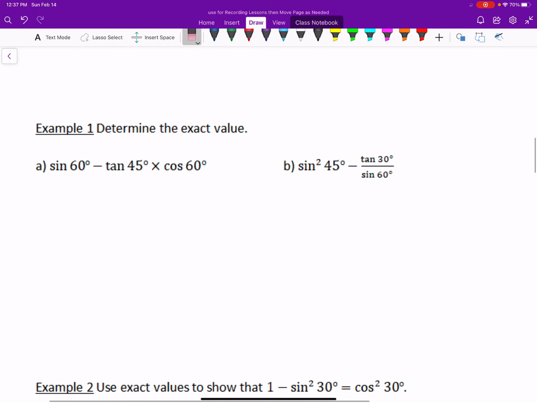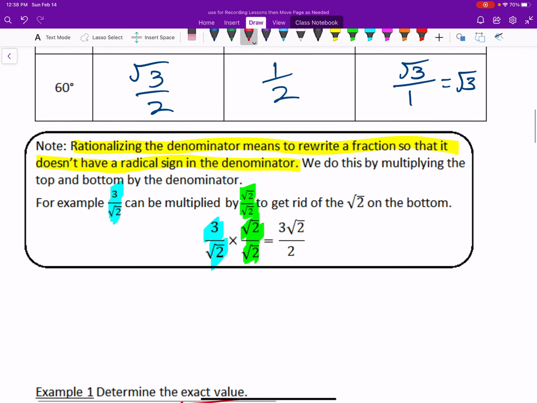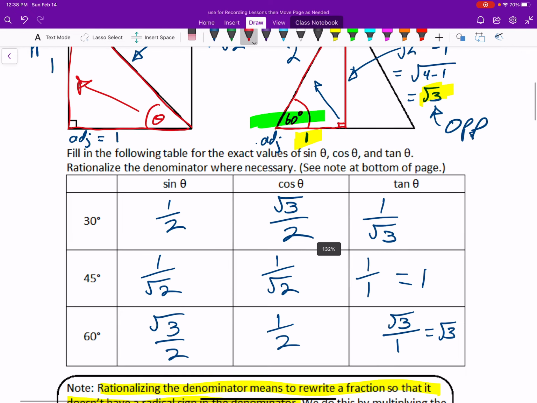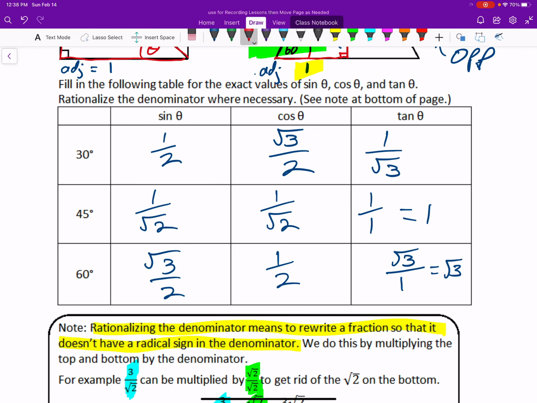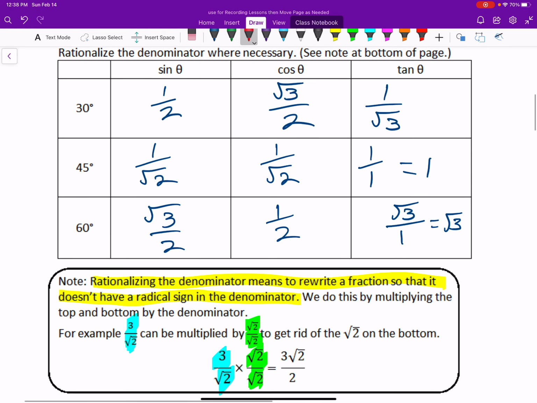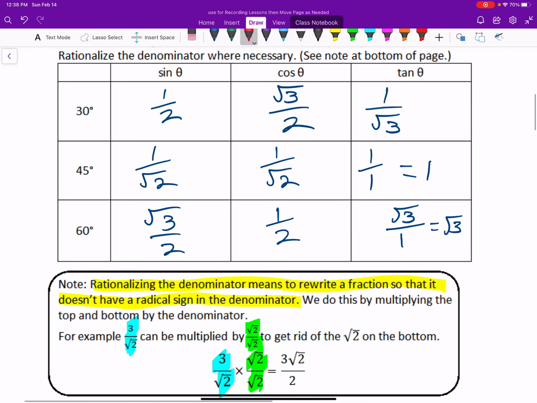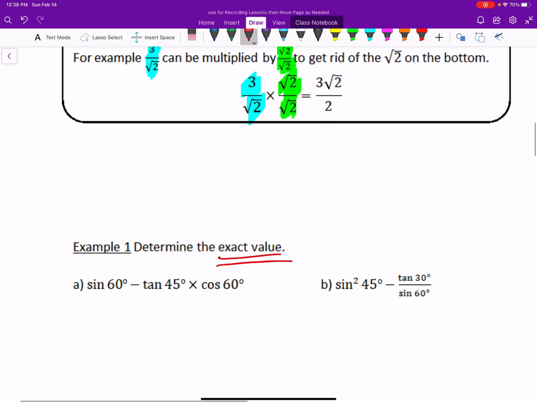So, if you're asked to determine the exact value, you're being asked to work with these special angles. There's a couple things you can do. You can memorize this chart, which I don't recommend, but I do recommend memorizing these triangles here. I can draw them very quickly from practice.